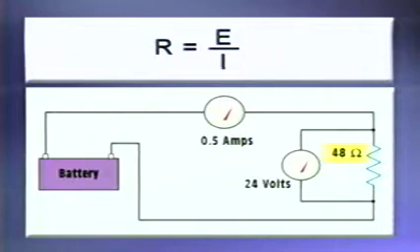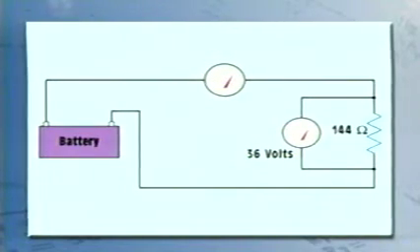The symbol after 48 is the Greek letter omega. Omega is used to represent ohms in electrical formulas. Assume that a 36-volt battery is connected to a 144-ohm resistor. How much current will flow in this circuit?